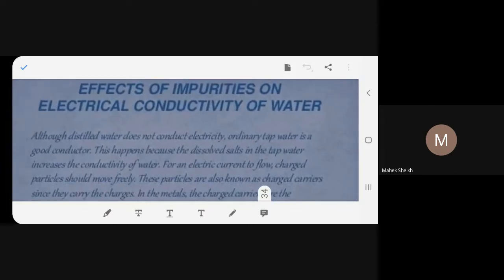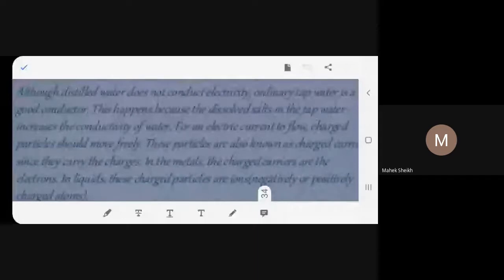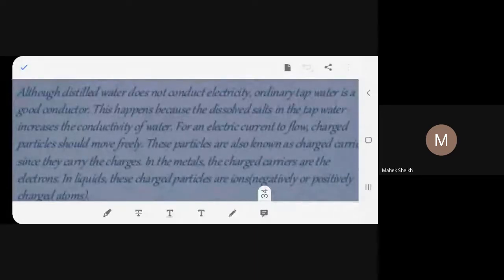Now we see the effect of impurities on electrical conductivity of water. Now, if water is pure, it will not conduct electricity. That is distilled water. The water has to be impure for conduction of electricity. You agree? Water has to be impure for conduction of electricity. Although distilled water does not conduct electricity, ordinary tap water is a good conductor. This happens because the dissolved salts in the tap water increase the conductivity of water.